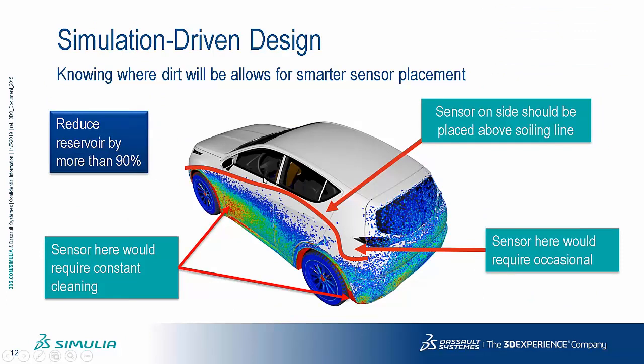So what can we do with simulation design? With simulation design, we can look at the soiling line, so I can predict exactly how high up on the side of the vehicle the wheel spray for self-soiling is getting. So we can then suggest locations where you could place sensors. For example here, if we put the sensor down in this region that is red, then it would require constant cleaning. Whereas if we move up above the soiling line, it's going to be once in a while, probably when you wash the vehicle, that you would have to clean the sensors.